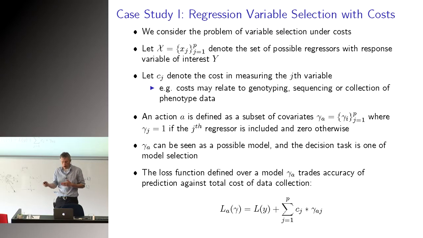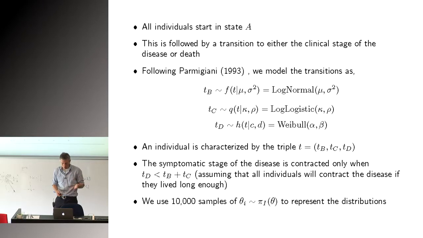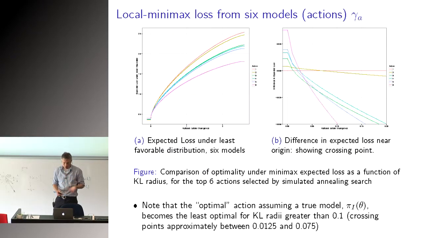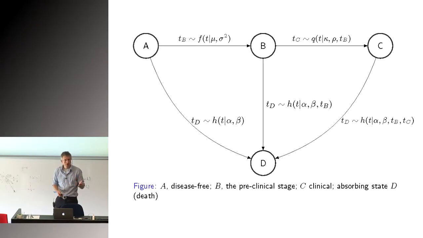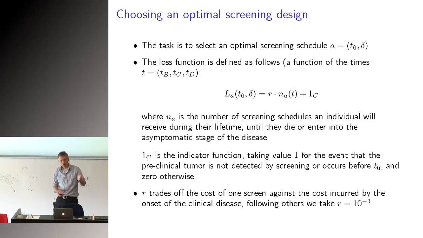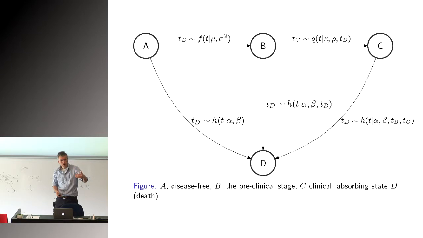So we looked at some variable regression problems where there are costs. It costs you to measure something, to ask a question. Then the question is, which variables should you select? What measurements should you take? We looked at problems in that. We looked at issues in screening designs, in breast cancer screening designs: when is the optimal time to start screening women, and how often should one screen?